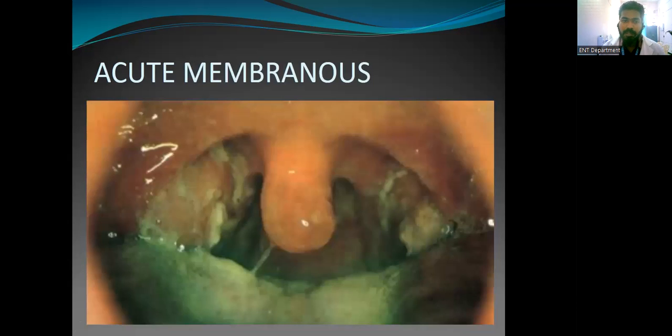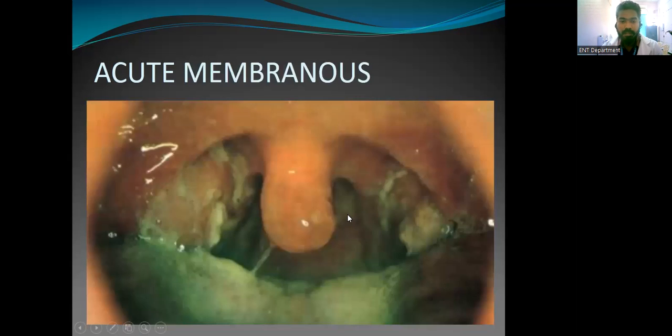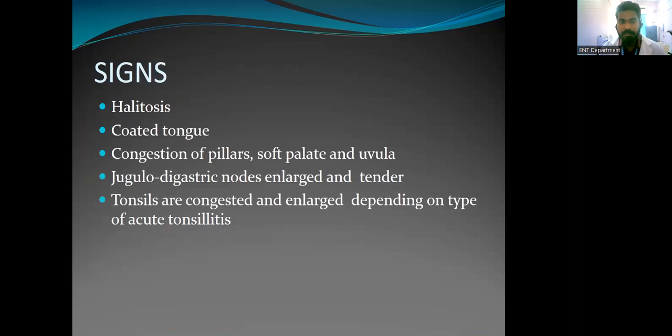Okay, acute membranous tonsillitis. All these dots in the acute follicular tonsillitis are joining together to form a membrane-like thing. So it's the acute membranous tonsillitis.